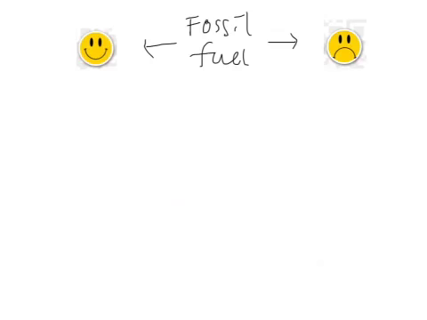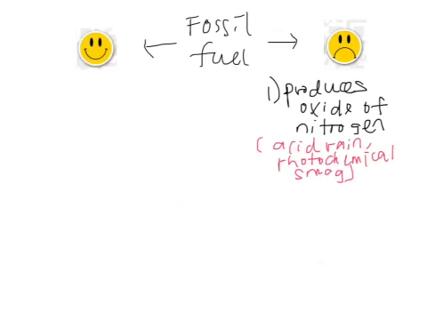Well, number one, you have to know that all of these fossil fuels actually contain nitrogen. So when these fossil fuels undergo combustion, they will produce products called oxides of nitrogen. Unfortunately, when oxides of nitrogen are produced, they contribute to different kinds of pollution in the atmosphere, and they include acid rain and also photochemical smog.